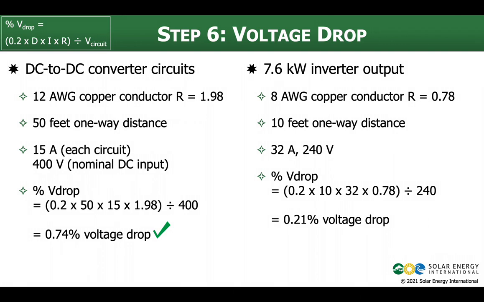To solve for the percent voltage drop, again, 0.2 is our constant, times the one-way distance, times 32 amps, times the conductor resistance, divide all that by 240 volts, and we get a really nice low 0.21% voltage drop. Nothing to worry about here. Inverter's not going to have any problems with that. We're not going to have any significant power loss. So both of these conductors look good in terms of meeting ampacity requirements and voltage drop requirements for their respective circuits. Finally, let's talk about grounding for our system a little bit here.